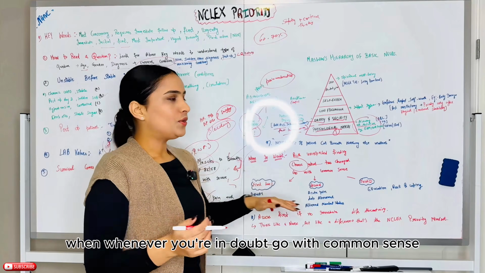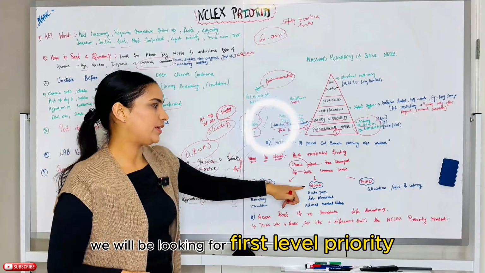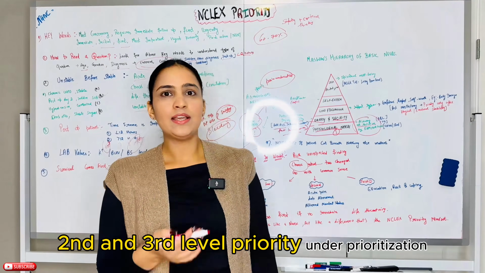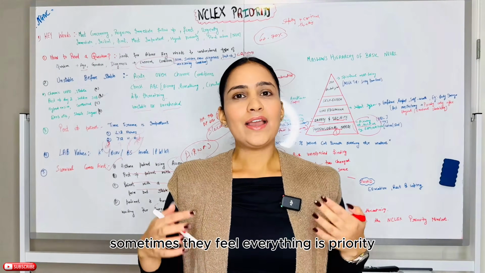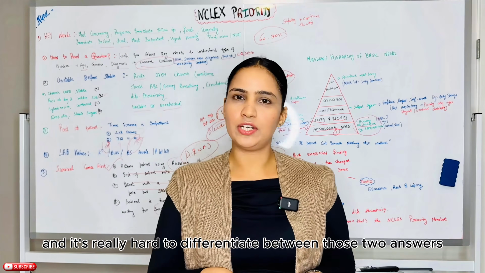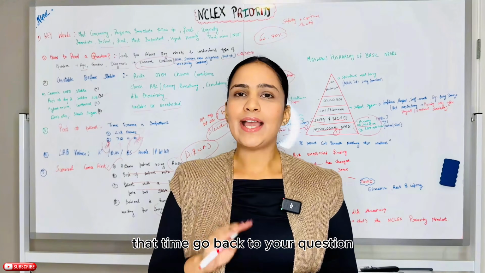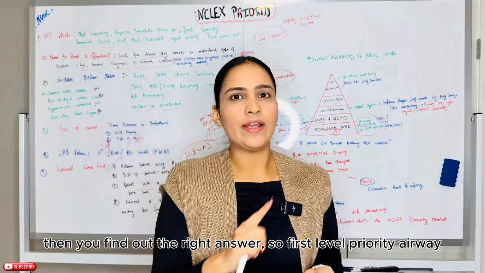Whenever you're in doubt, go with common sense. How can you go with common sense? We will be looking for first level priority, second and third level priority. Under prioritization, why are students having a hard time? Sometimes they feel everything is priority, or especially two answers are priority, and it's really hard to differentiate between those two answers. At that time, go back to your question, read your question again, then you will find the right answer.